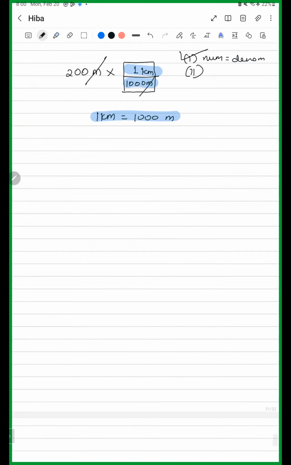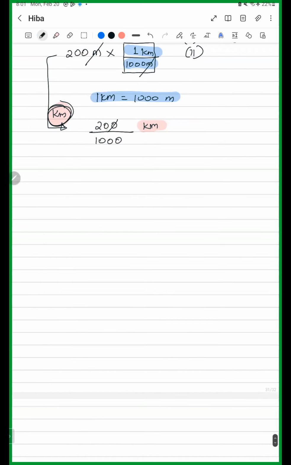So now what happens is this becomes 200, and what is left in the denominator? 1 kilometer, kilometer only. 1 multiplied by anything is the same thing. So 200 by 1000 kilometer, and you have become successful here because you wanted to change 200 meters into kilometer. And here you got your kilometer. So this is actually equal to what? 0.2 kilometer. Understood?